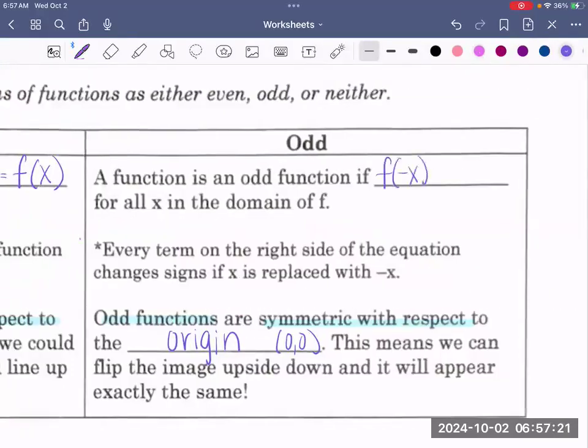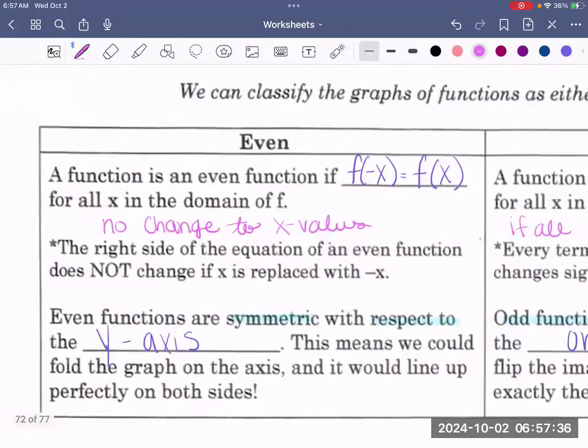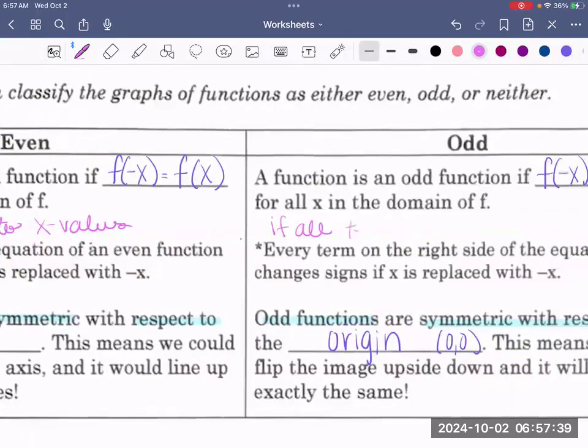Whereas if we're an odd function, if we go to insert a negative x into your function, if the negative comes out and changes your sign, then it's odd. So again, what we're trying to get at is if all terms change signs.